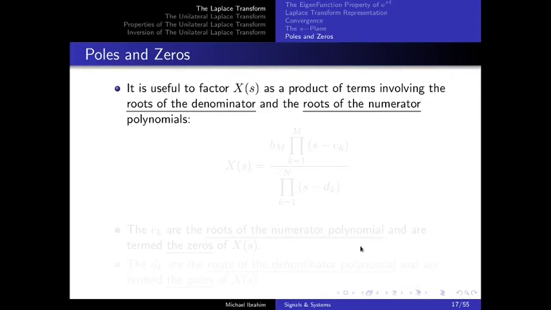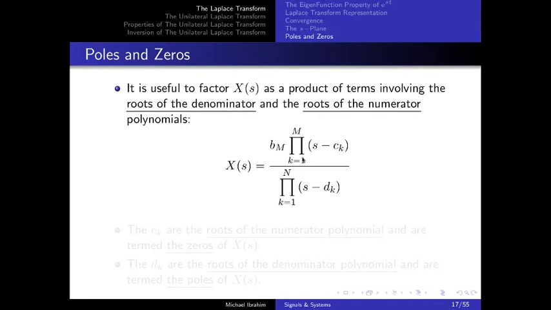Putting this in mathematical form, we express the numerator as a multiplication of m terms of the form s minus c_k, and this symbol here, which is similar to pi, is basically a multiplication operator, similar to the summation. Summation is adding terms, while this notation means it's a product.